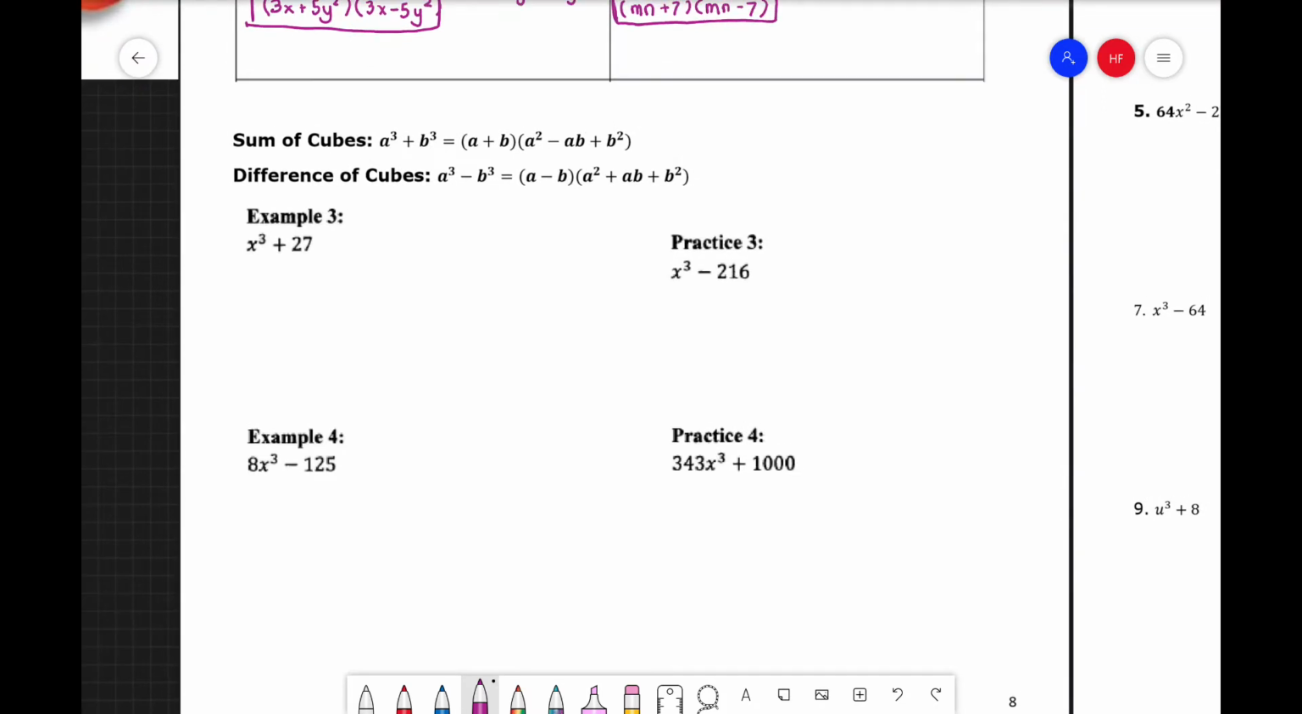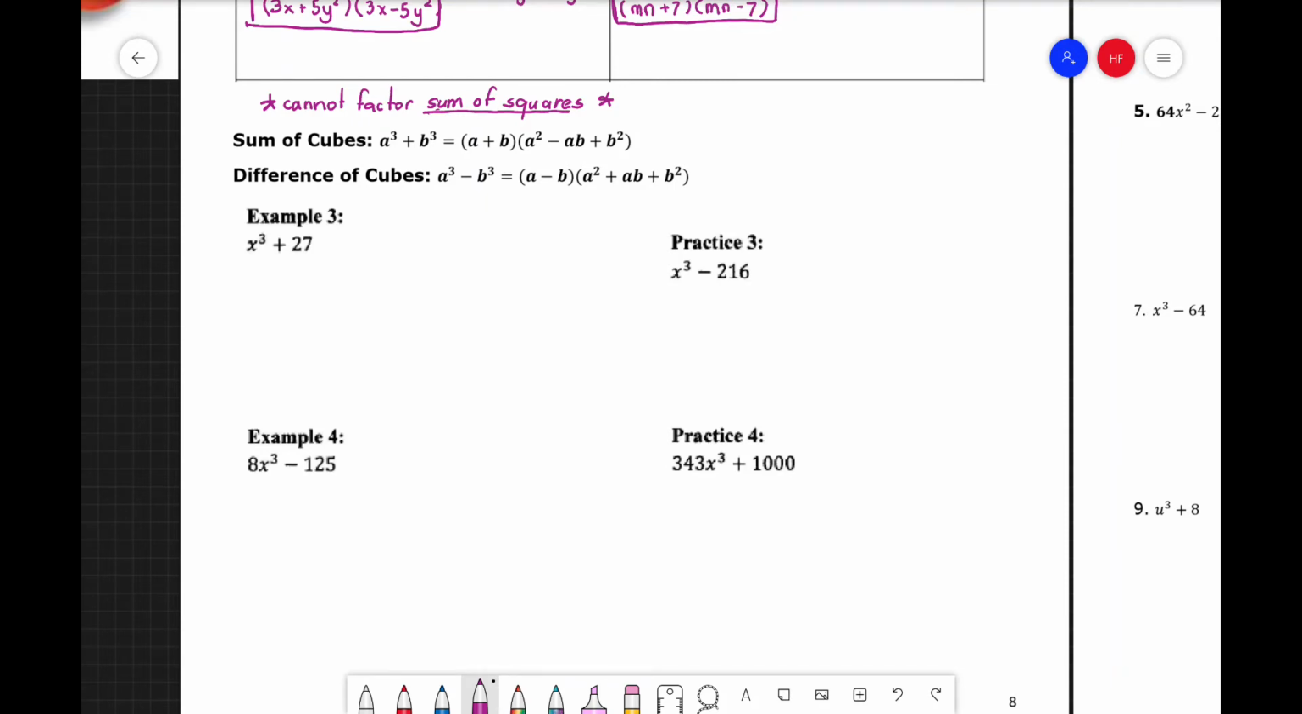Sum of cubes. So you see we jump straight into cubes and we don't go into the sum of squares. You cannot factor the sum of squares with a special case formula. You cannot do it. It will not work. So just be aware of that. The sum of squares is not a thing. Difference of squares, yes. Sum of cubes, yes.